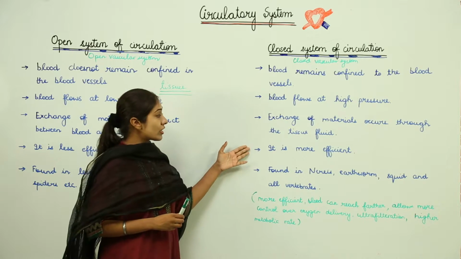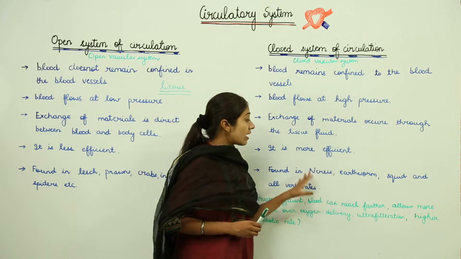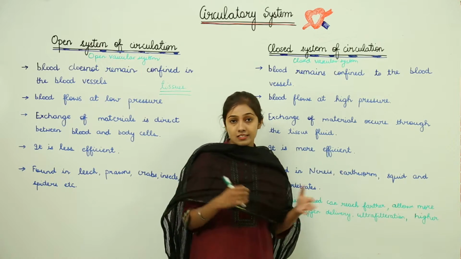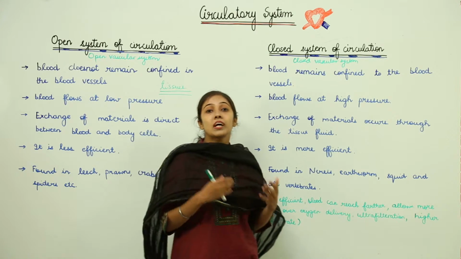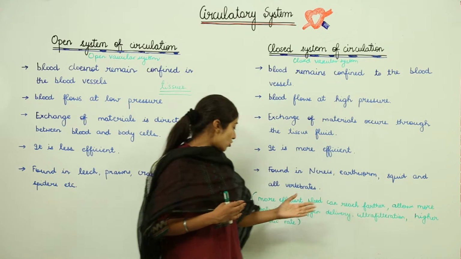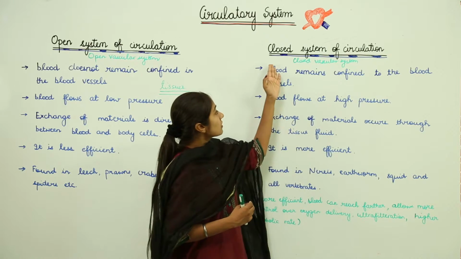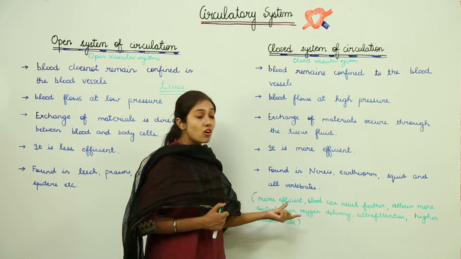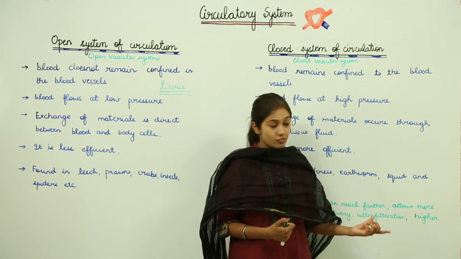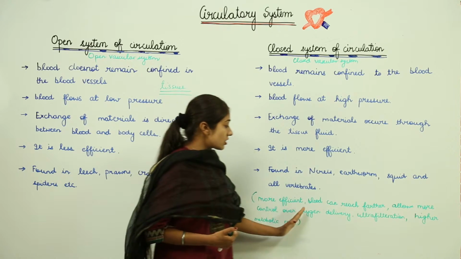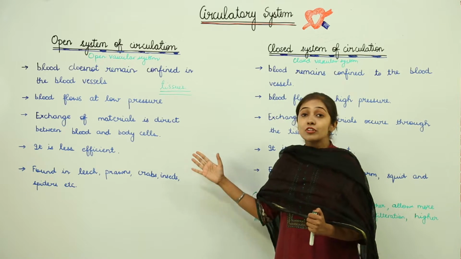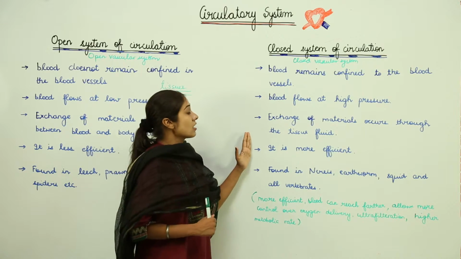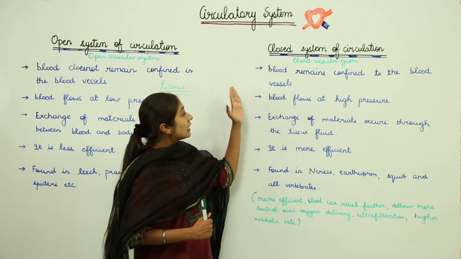As I told you, it is more efficient, because it is present in higher, complex organisms. So, blood can reach farther distances. In the closed system of circulation, the blood can reach farther distances and it allows more control over oxygen delivery and the process of ultrafiltration. In the open system, we don't have such control over oxygen delivery and ultrafiltration. The closed system is found in animals with a higher metabolic rate, and it actually leads to a higher metabolic rate.